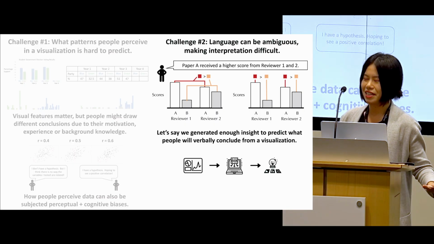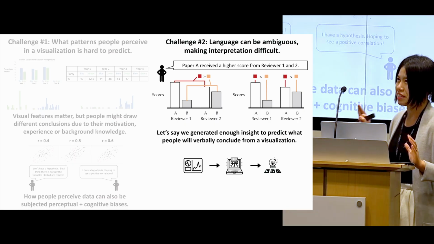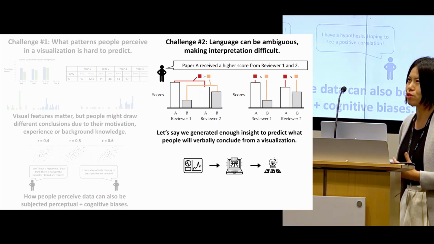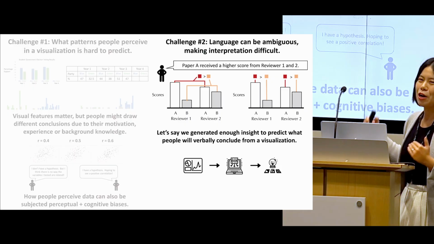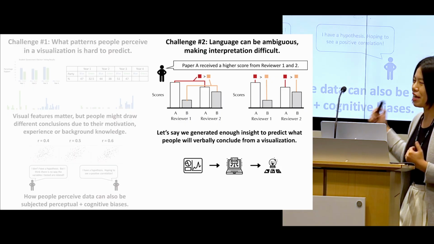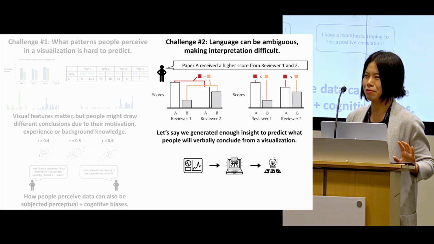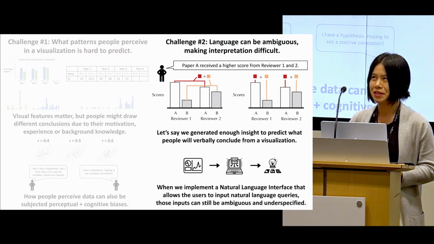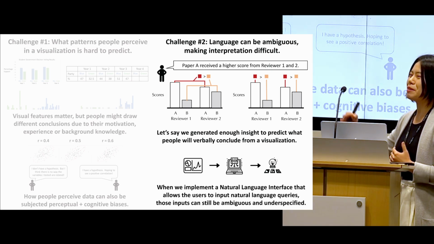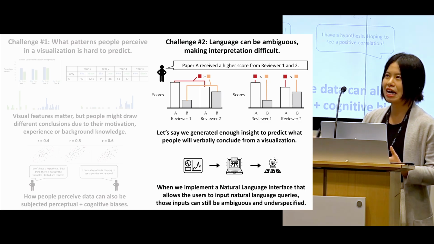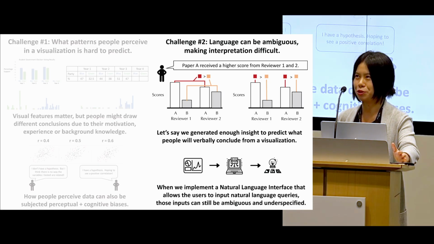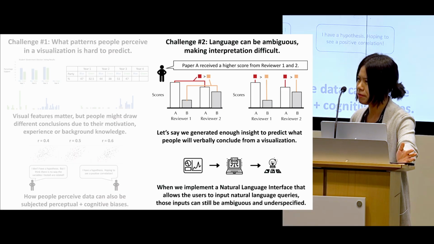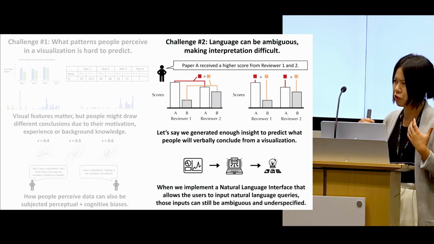But even then, let's just imagine we have generated enough insights. Me and my students have put in enough thousands of hours into this work, and we now know how people will verbally conclude their takeaways from visualization. Let's say we have that problem solved. Okay, now it's time to build a natural language interface. So what happens then is that when we do implement a natural language interface that allows users to input natural language queries, that input can still be ambiguous and underspecified. And that is a problem that we're trying to solve right now.